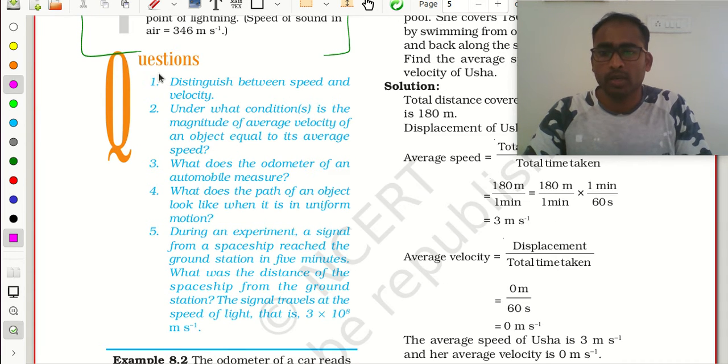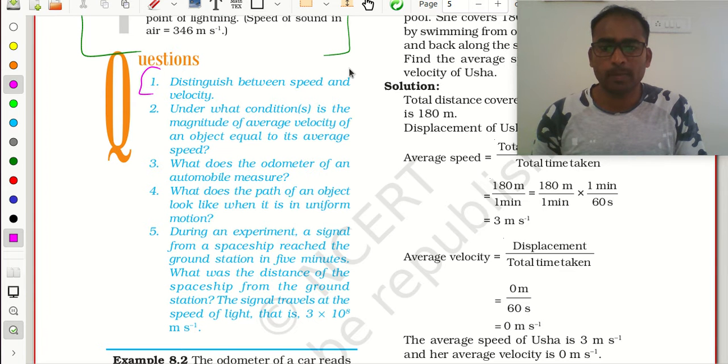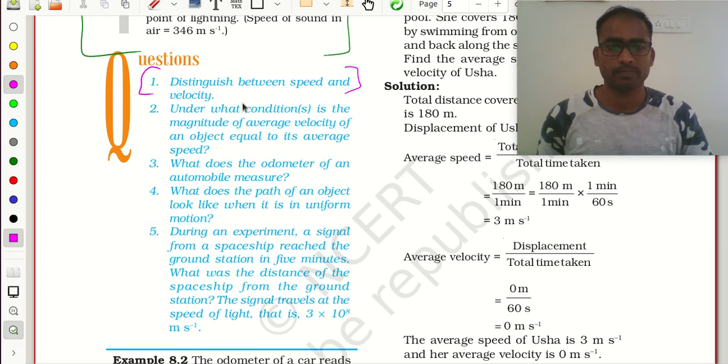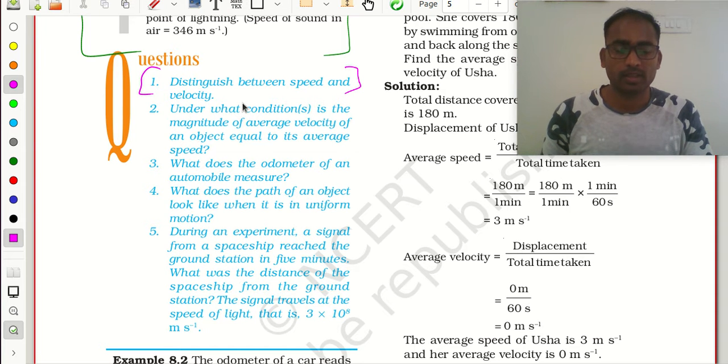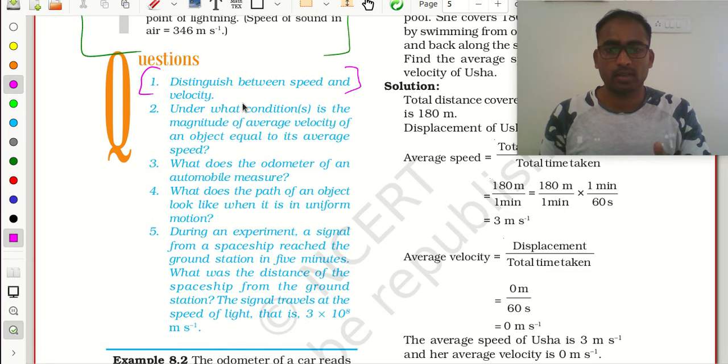So here we'll discuss some questions. Distinguish between speed and velocity. You know what is the difference between speed and velocity? The magnitude of speed and velocity are the same. But if I consider speed with a direction, that is nothing but velocity.